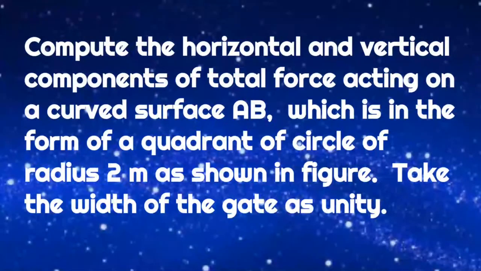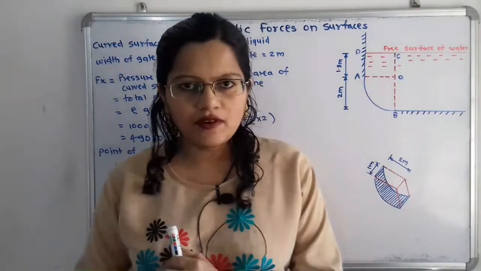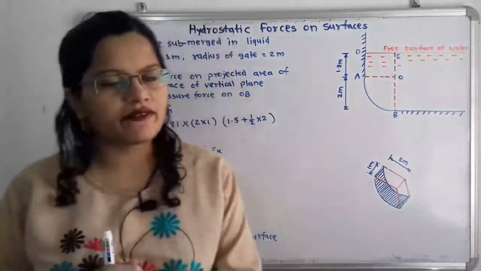Compute the horizontal and vertical components of the total force acting on a curved surface AB, which is in the form of a quadrant of a circle of radius 2 meter, as shown in the figure. Take the width of the gate as unity. So this was the given question. Now let us first understand the given diagram.